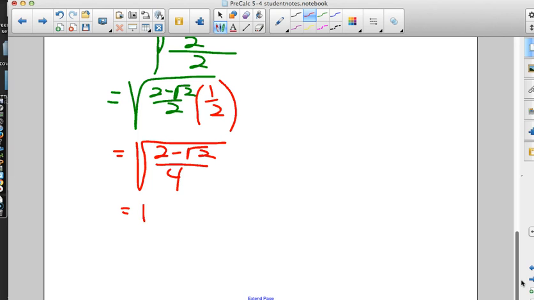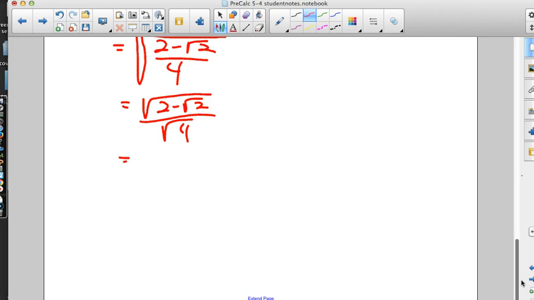When we split this up, the square root of 4 is just 2. That's an embedded radical right there. We have a radical within a radical. And that is a perfect answer.